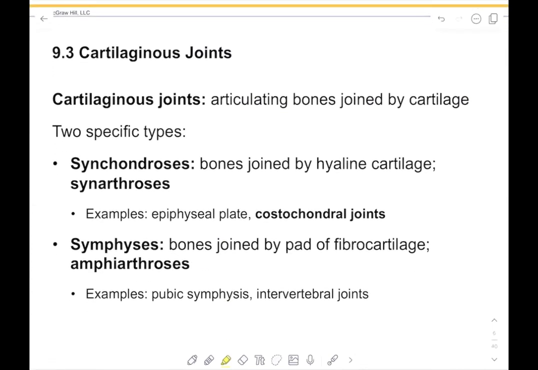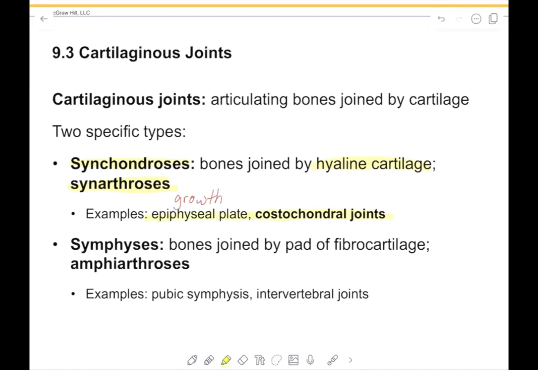The next group is the cartilaginous joints, and there are two specific types. A synchondrosis is joined by hyaline cartilage, and it doesn't allow much movement, so that's why it's called a synarthrosis. One example of that would be the epiphyseal plate, which, remember, is the growth plate. Another place that we find that is the costochondral joints between the costal cartilage and eventually the sternum.